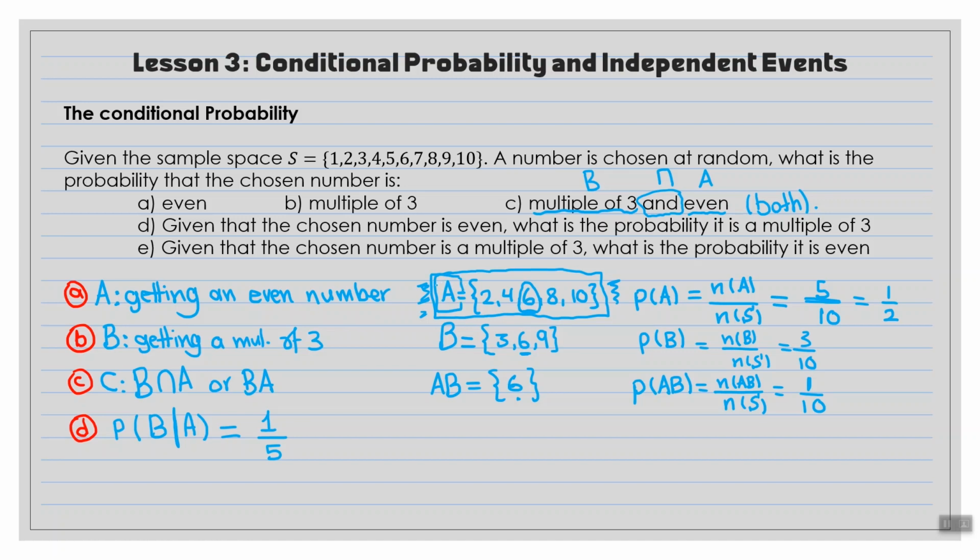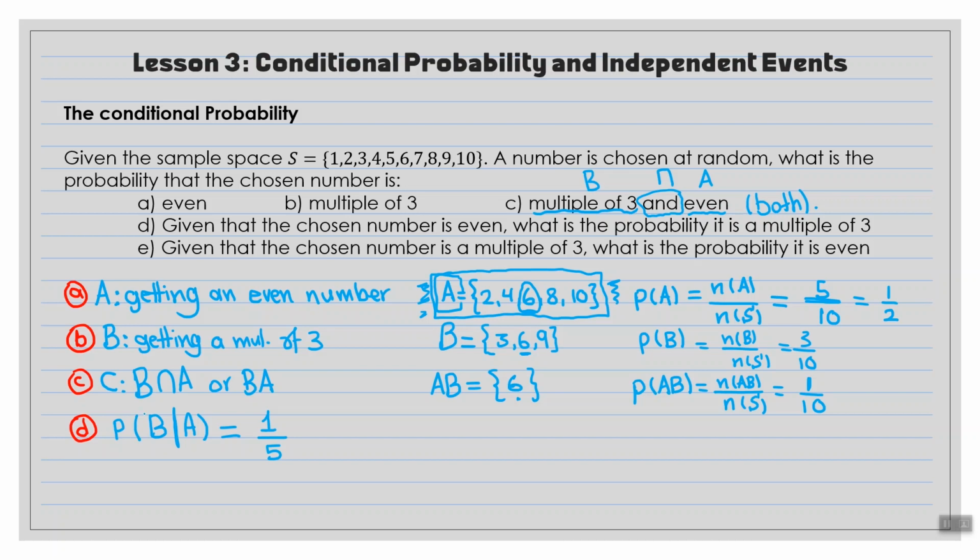Because I've told you, remember that your eyes are closed. I told you that you have put your hand on an even number. So now in your head, you don't think of the numbers from 1 to 10 anymore. No, you have chosen an even number. So your sample space is either a 2 or a 4 or a 6 or an 8 or a 10. So your sample space now is only 5 numbers, and there is only one multiple of 3 out of these 5 numbers. So it's going to be 1 over 5.